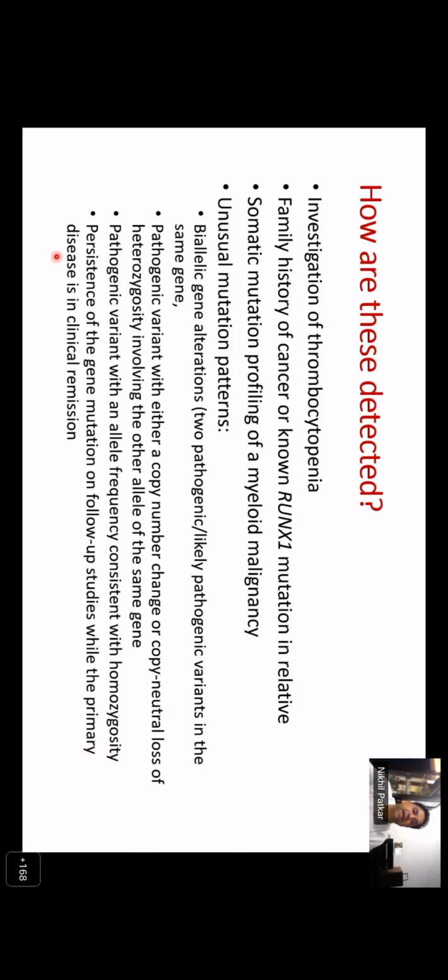They are detected by investigating the thrombocytopenia, or there is a family history of cancer or a known RUNX1 mutation in a relative. You can also detect them through somatic mutations on routine myeloid malignancy testing. For example, you test for AML and suddenly you see RUNX1 at high VAF or TP53 at high VAF.